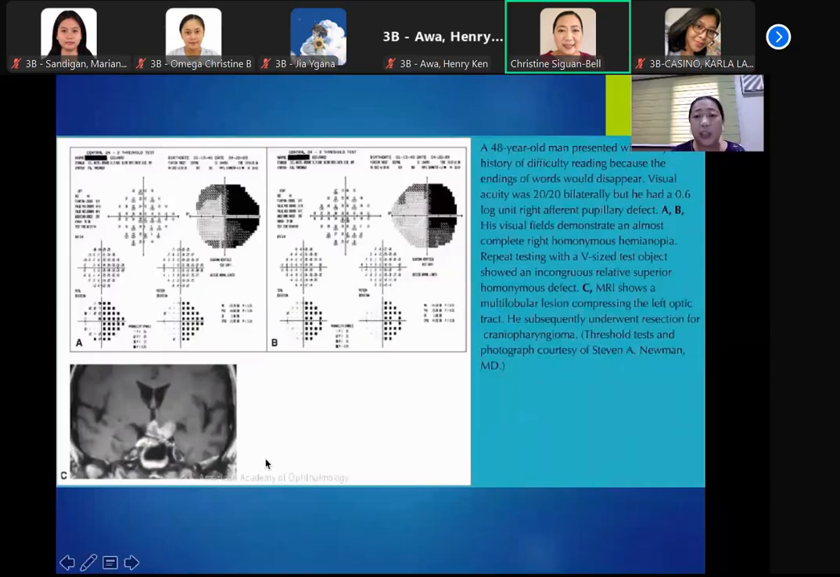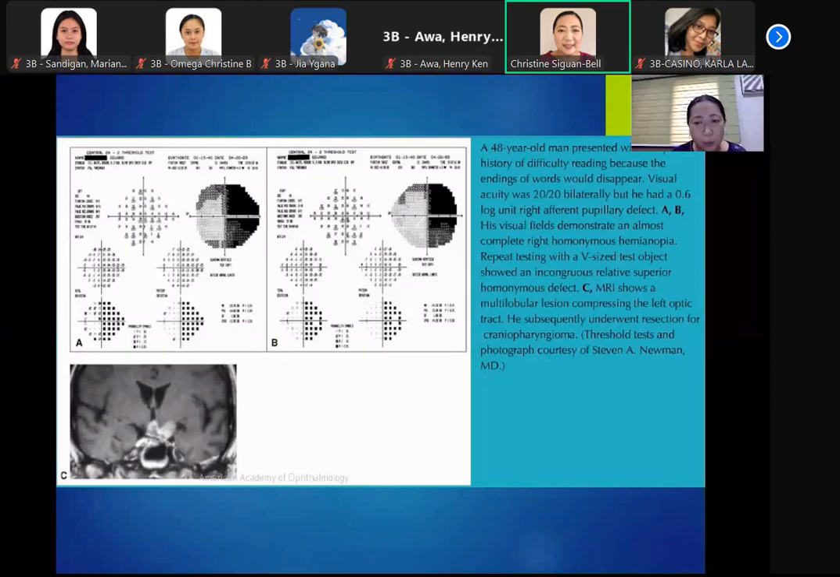Another example is a 48-year-old man presented with a 1-year history of difficulty reading because the endings of words would disappear. Visual acuity was 20/20 with an afferent pupillary defect, so meaning there is a positive RAPD. His visual field demonstrates an almost complete right homonymous hemianopsia, and repeat testing with a V-size test object showed an incongruous relative superior homonymous defect.